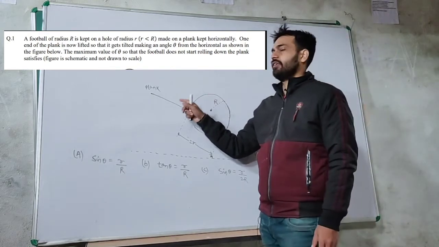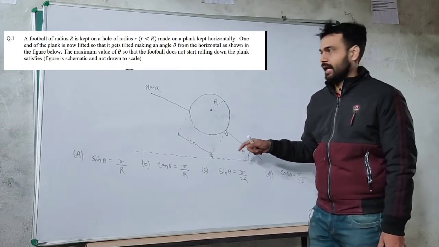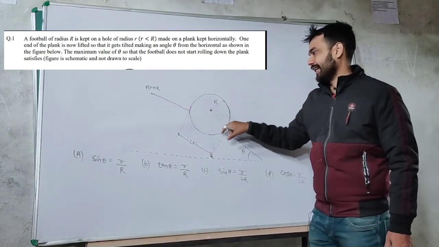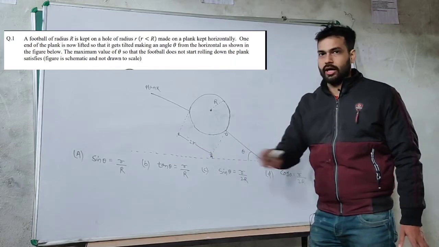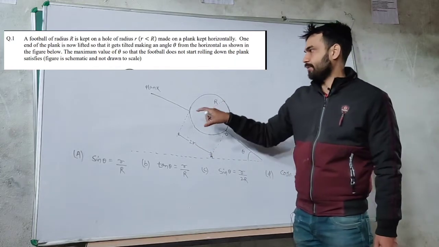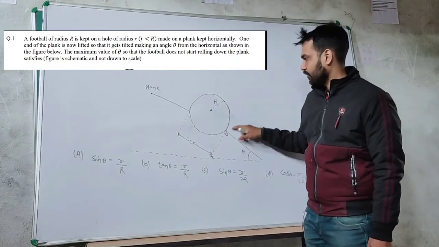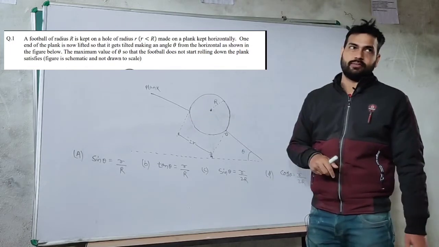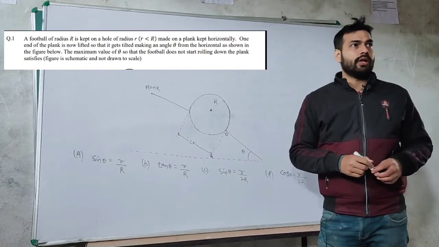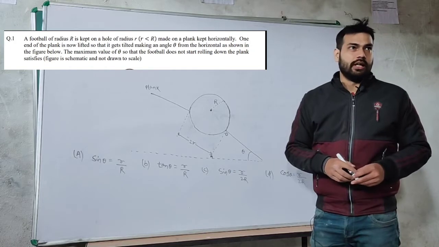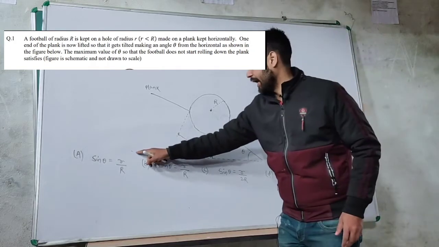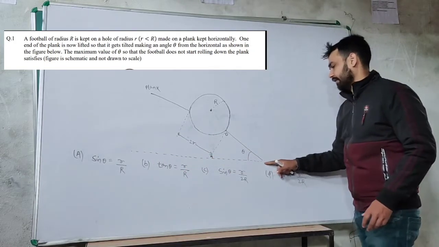We can observe here this football is kept on a plank. This is the plank on which there is a hole of radius small r, and on that plank a football of radius capital R is kept. One end of the plank is now lifted. Earlier the plank was totally at horizontal level.